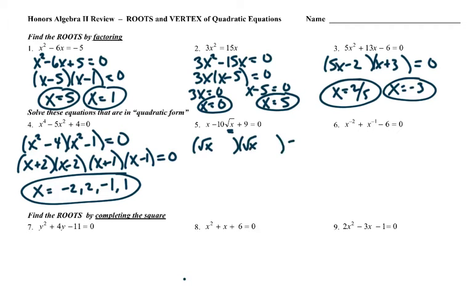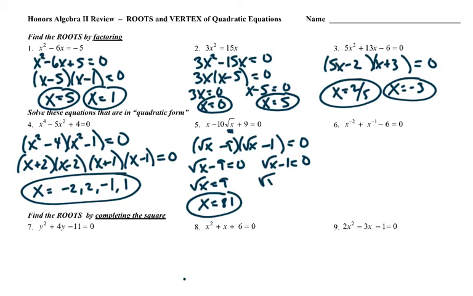Here we factor out a square root. Square root always goes in that first term, minus 9 minus 1. And then these, when we solve them, you have to be a little bit careful. You're going to add 9 to both sides. And so then if I square both sides, x is 81. Add 1 to both sides, x is 1.